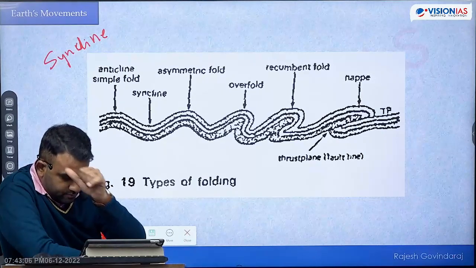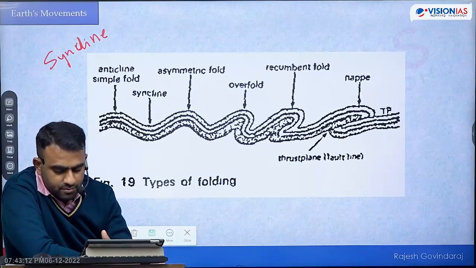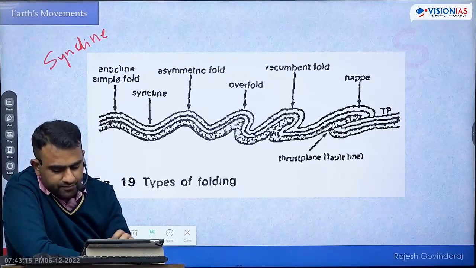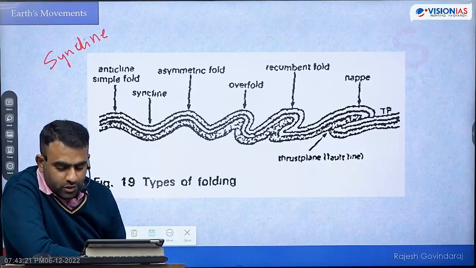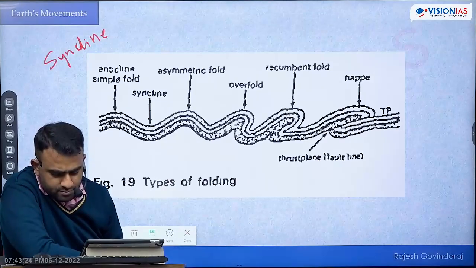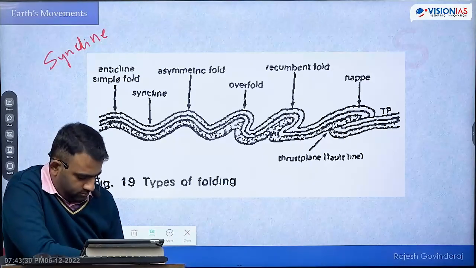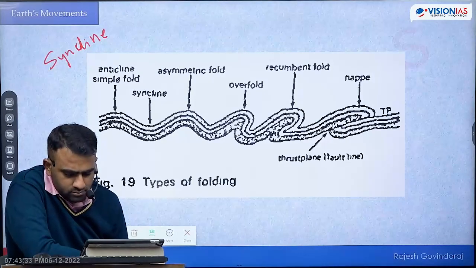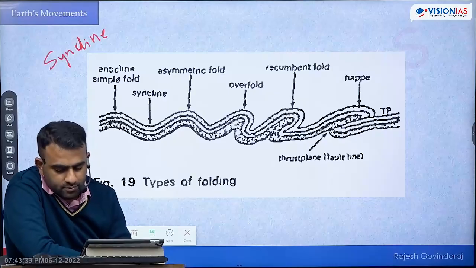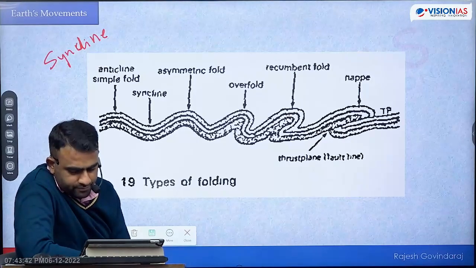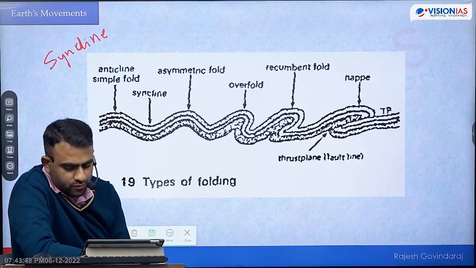Next point. When the strata in one limb is folded beyond vertical axis, it is called as overfold. It is called as overfold.